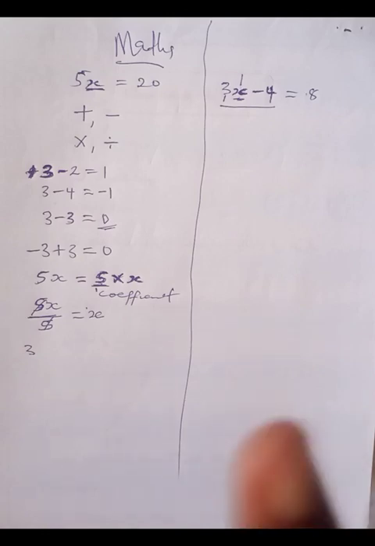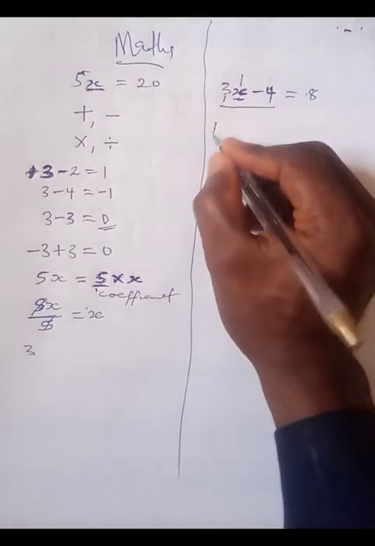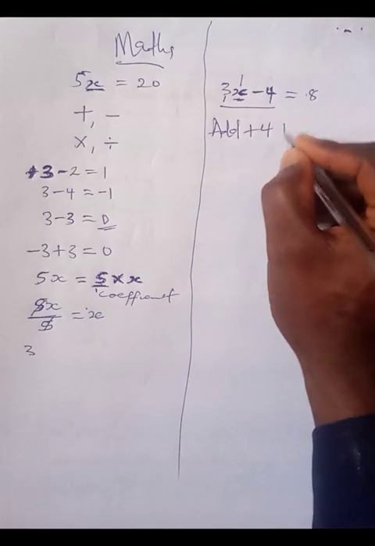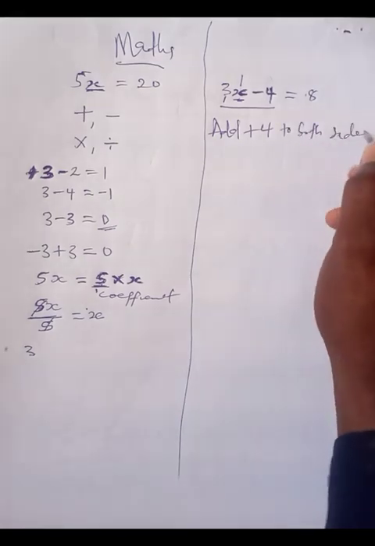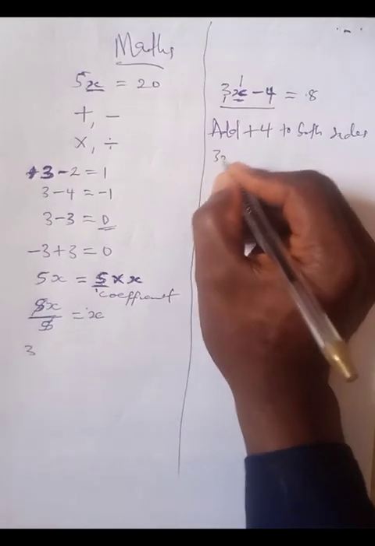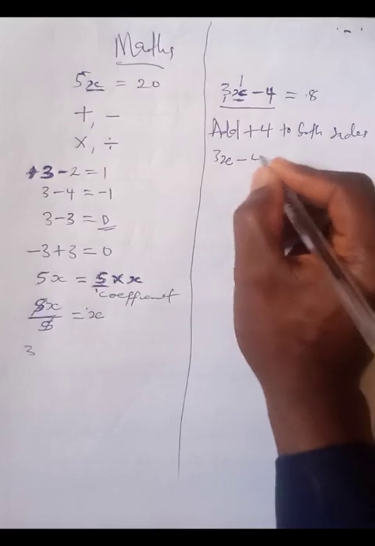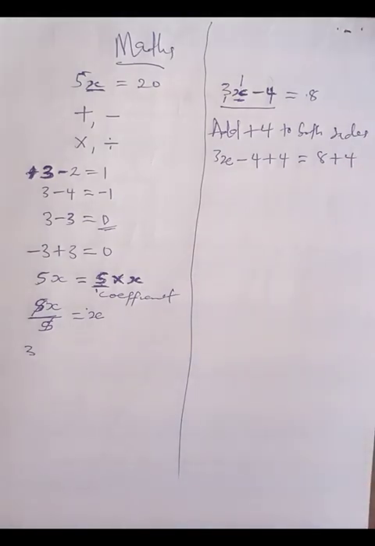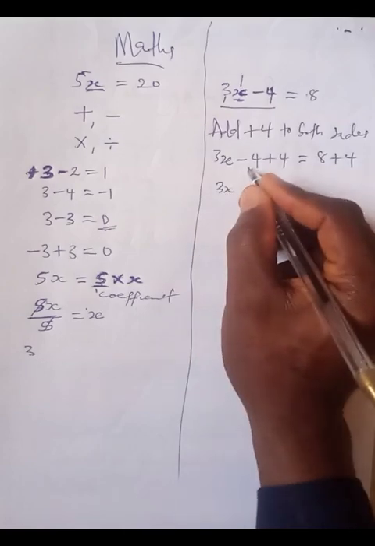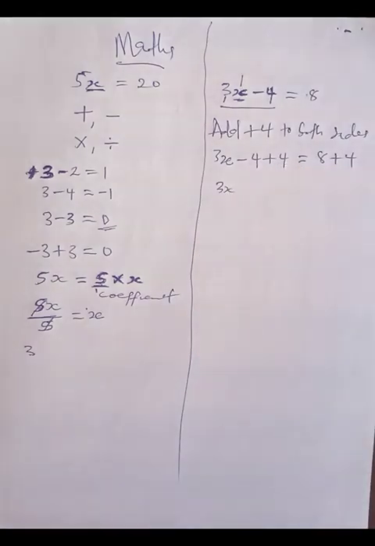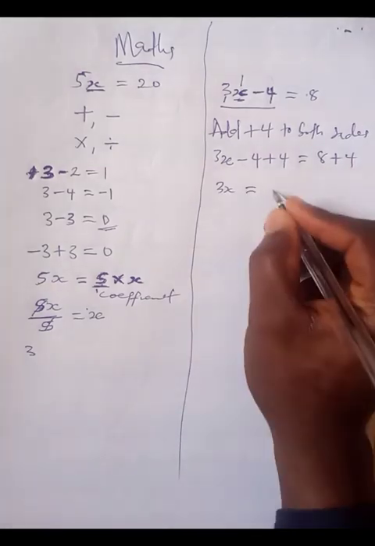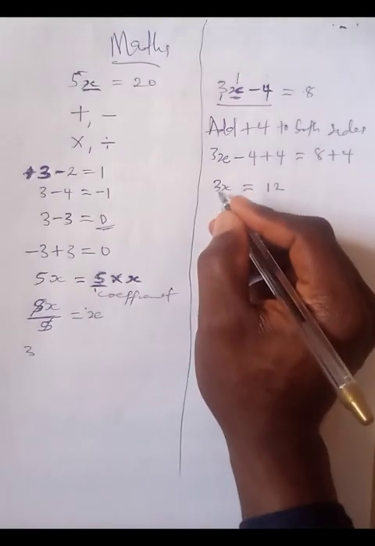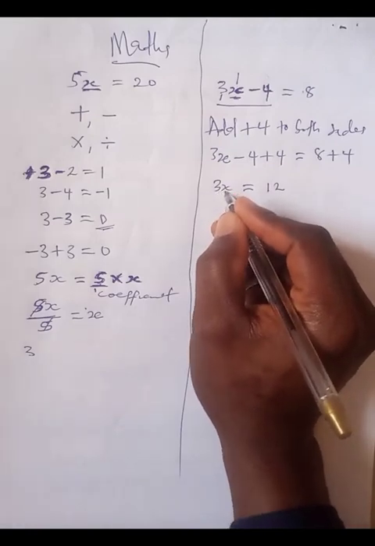So you then add that plus 4 to both sides. You add it to what? To both sides. So you add plus 4 to both sides. So you have 3x minus 4 plus 4 is equal to 8 plus 4. So you have your 3x minus 4 plus 4 is what? 0. So you've eliminated this. So 8 plus 4, you have what? 12. So we are still left with the door of the cage to allow the bird to fly away.